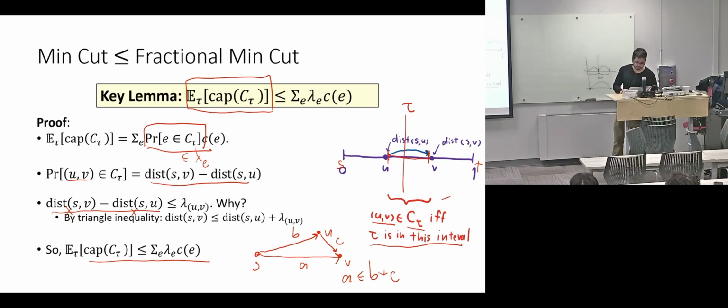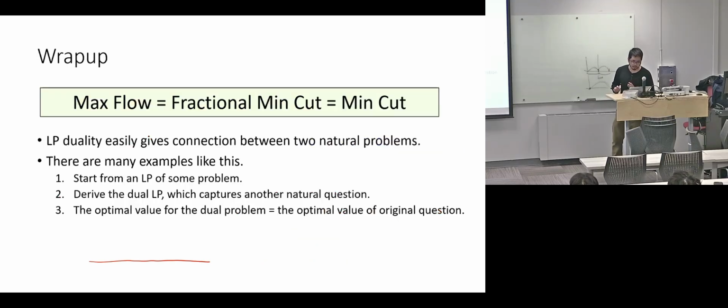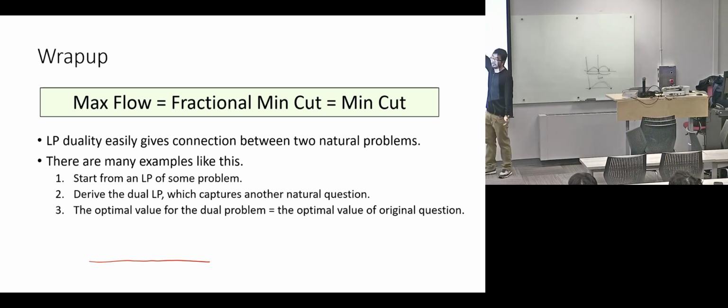Okay. So what did we get so far? It means that given any fractional cut, you can find an integral cut with the same value. So the fractional min cut is the same as the integral min cut. Now it just gives you a very different proof that max flow and min cut are the same.